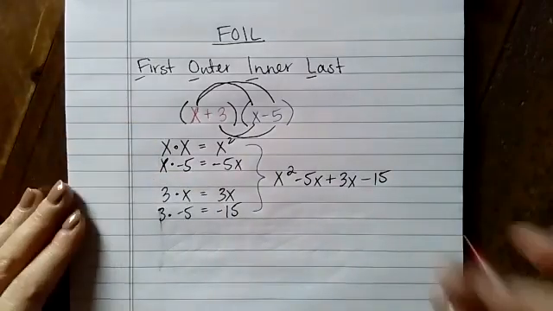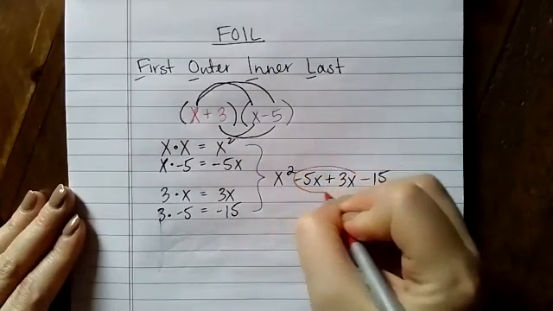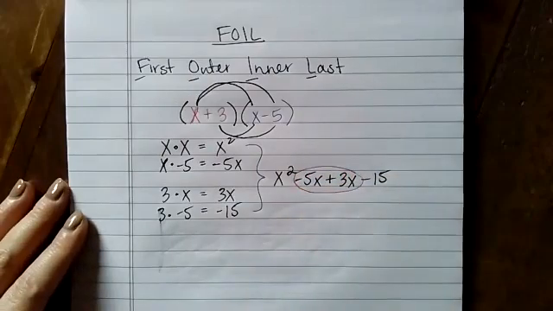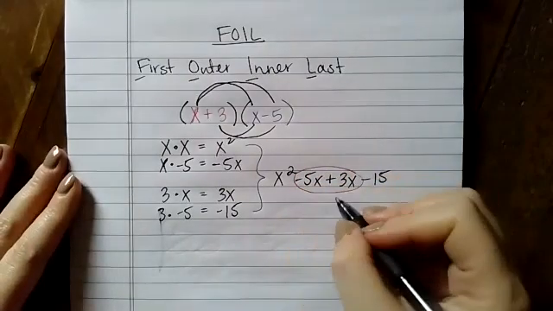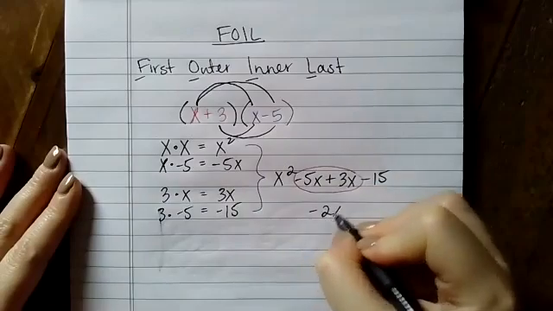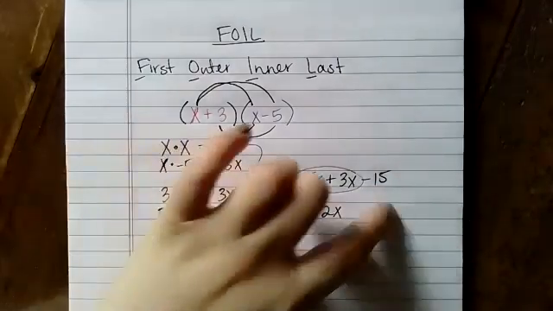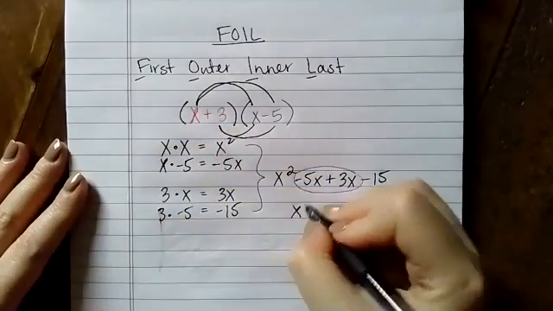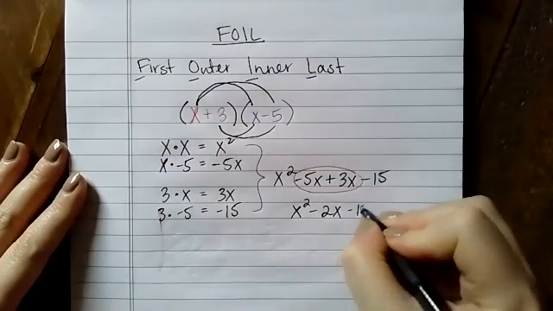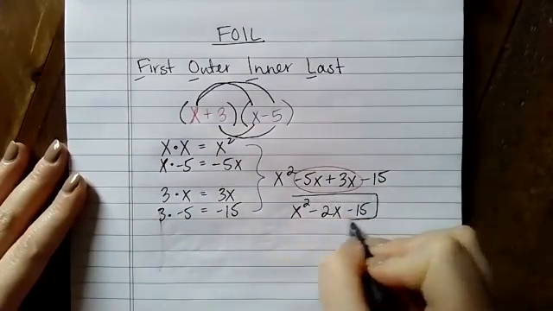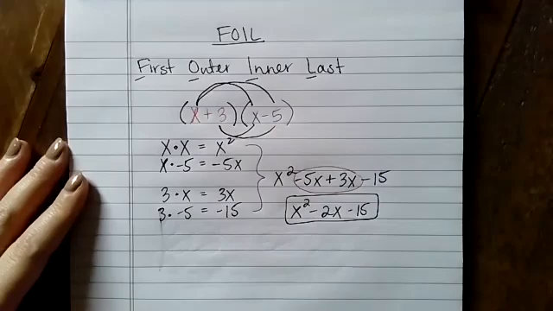Now, my like terms I see are -5x and 3x. And that simplifies to give me -2x. So now I'm just going to bring the other two terms down. So that's x squared minus 15. And that, ladies and germs, is my final answer.